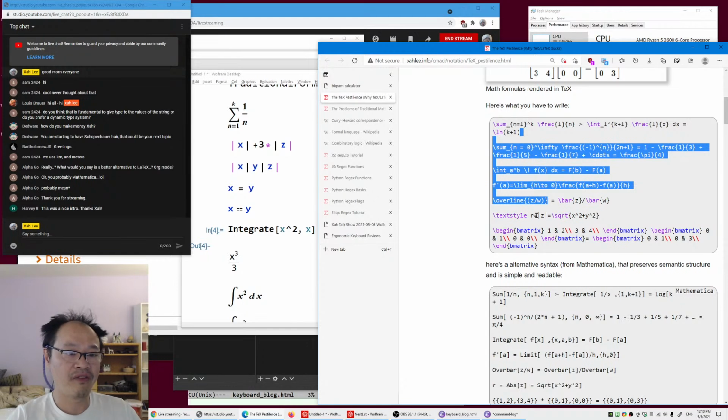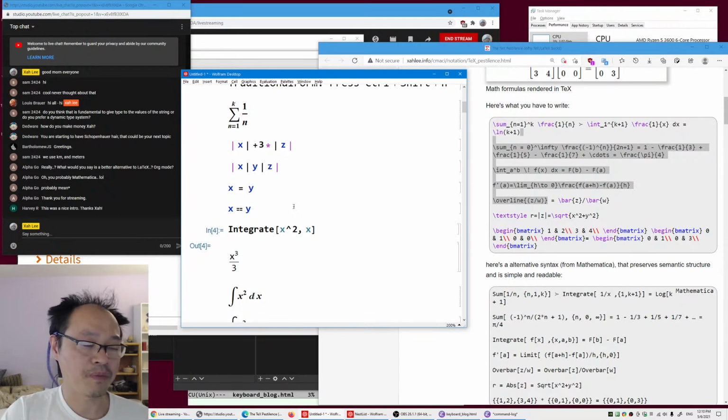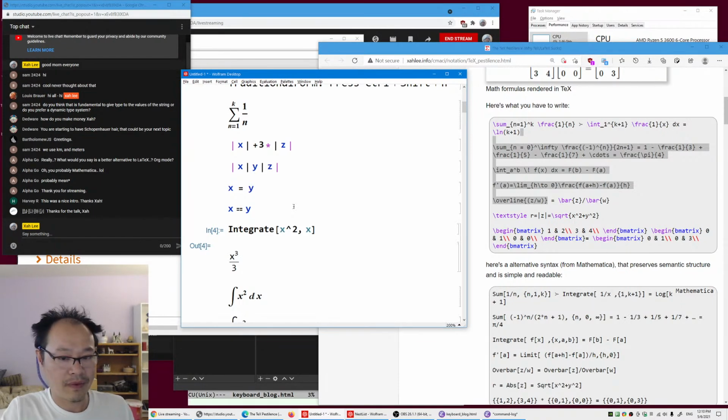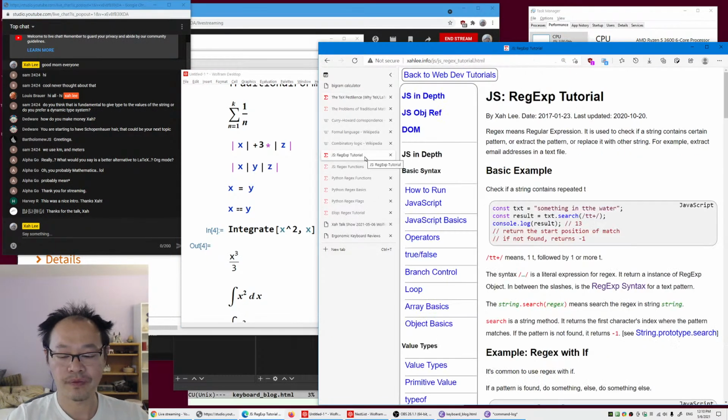Like tomorrow, if Mathematica became open source, it doesn't even need to be open source. If Wolfram language becomes free and without any ties, like you can just use it wherever, without ties to Wolfram Research, then TeX and LaTeX will just disappear overnight. Okay, by the way, Wolfram language is free, so you can just go to my website. Let me show you.